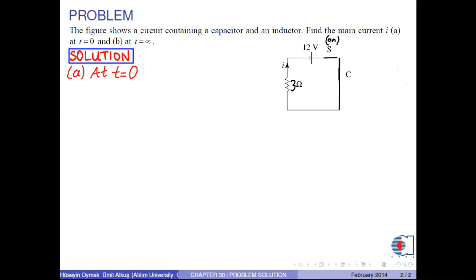And the main current I is calculated by the formula V over R equivalent. V is 12 volts and R equivalent is 3 ohms. Then the current is 4 amperes.